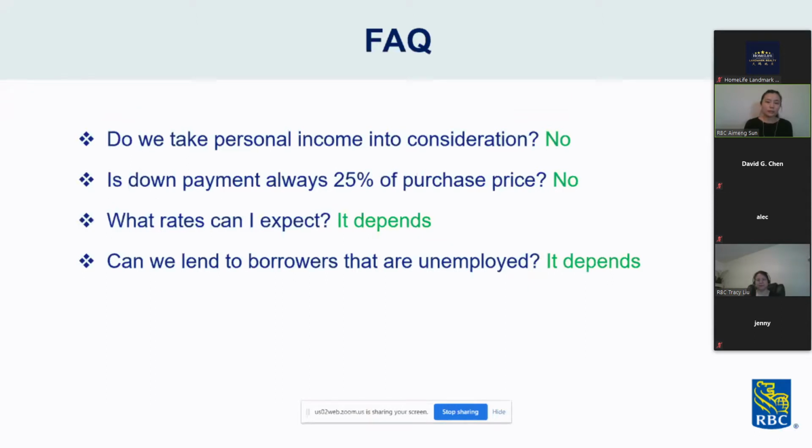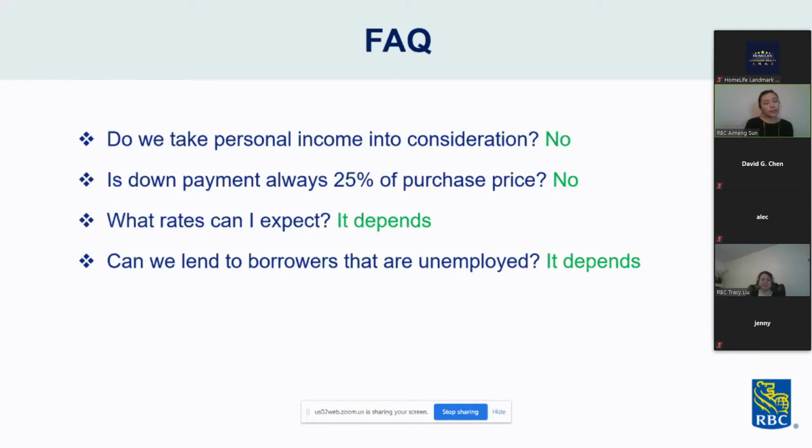Here are some of the questions that I get asked very frequently. The first question: do we take personal income into consideration? The answer is no. Sometimes the buyer or the borrower wants to maximize the loan amount, so they wonder if their personal income or the income from other sources can be taken into account. But keep in mind that only the rental income generated from this specific property can be used to calculate the loan amount that we can offer.